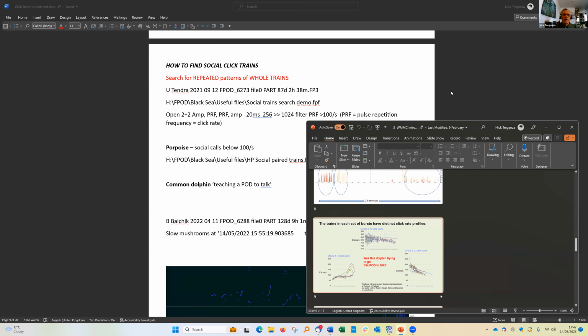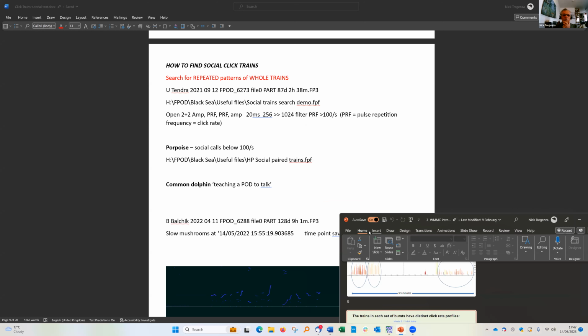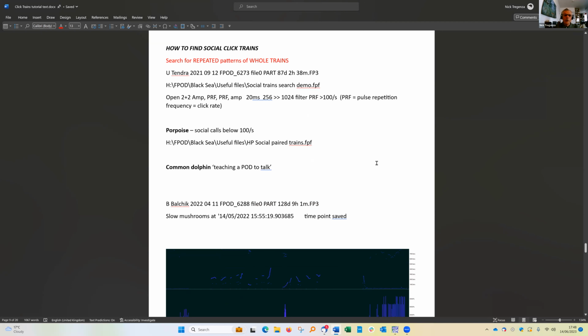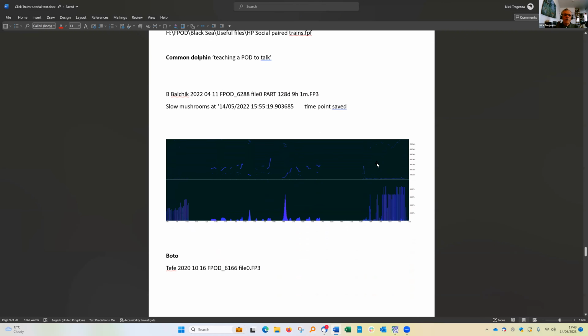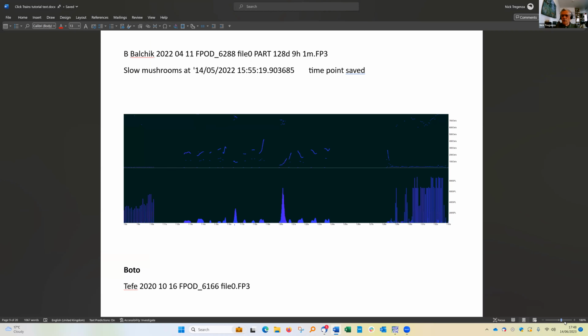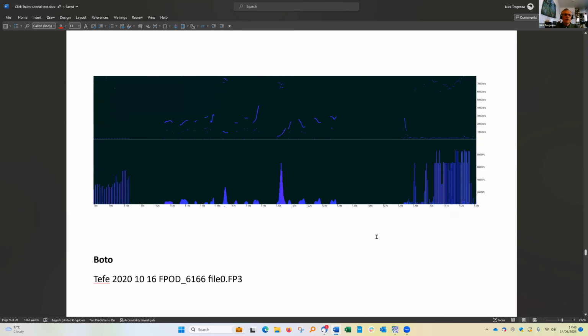Yes, so that opened my eyes to the fact that there's a kind of vocabulary of pulse bursts that we could start to catalog and identify, just as whistle people have. And you know, I think some of the social communication in porpoises that we've seen in the Black Sea is distinctly different from what we see around here.